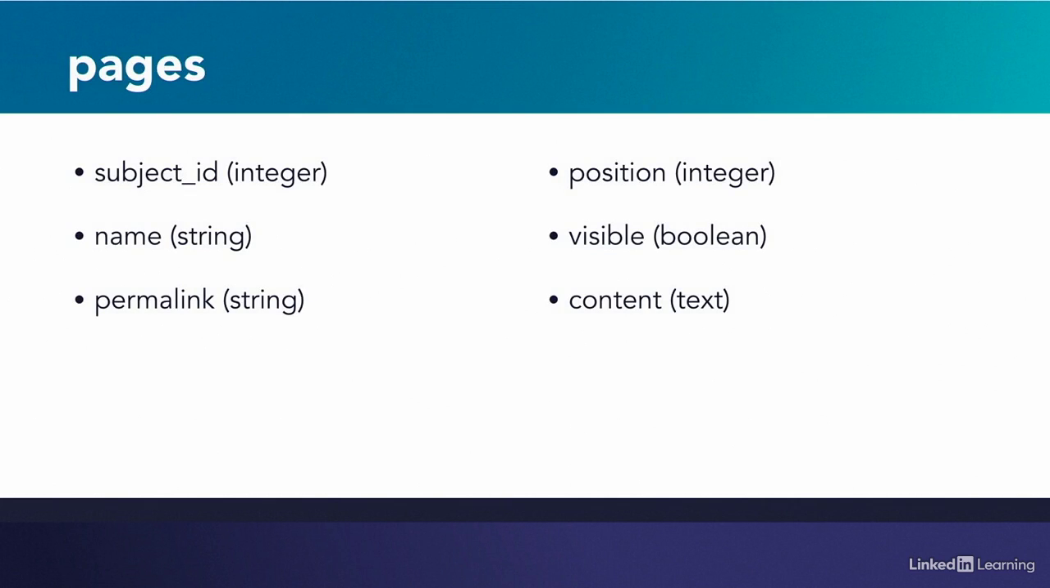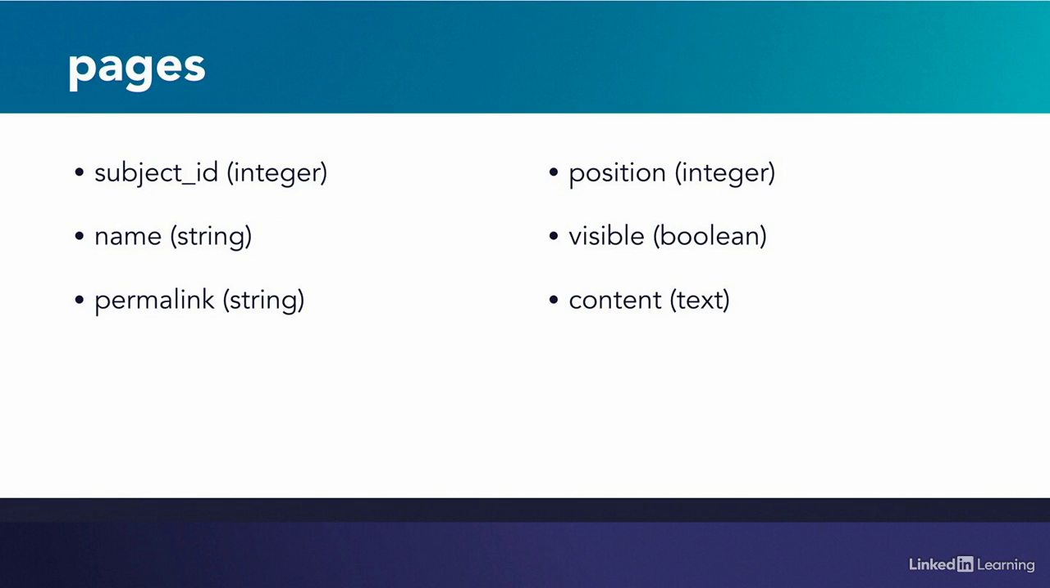The pages table will of course have its standard ID column, but it will also need that foreign key, subject_id. We'll talk a bit more about that in just a moment. And then we're going to have its name, its permalink. That's going to be the part of the URL that we'll use to identify a page so that we can pull up a page based on its permalink. Then there will be the position so that our pages can be put in different order, visible to determine whether a page is visible or not, and then the content of the page. That's going to be a text field.